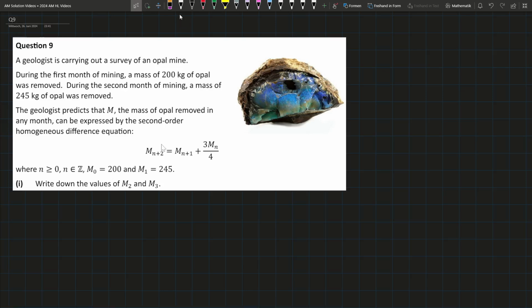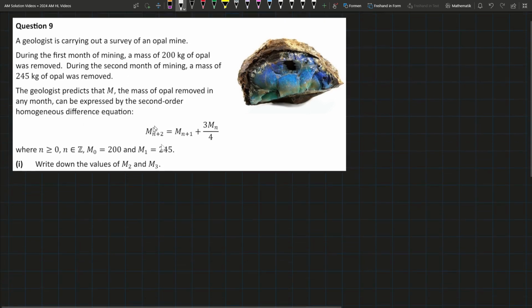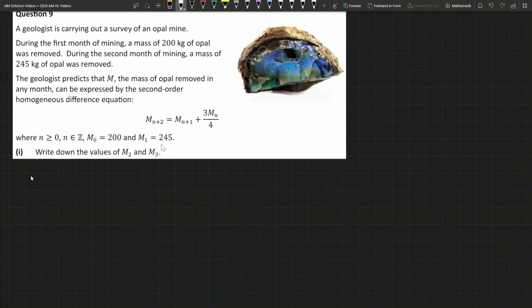Question 9 is just second order difference equations. So there's a mine. In the first month, they remove 200 kilograms. Second month, they remove 245 kilograms. They come up with this second order difference equation to do it, and they want us to write down the values of M2 and M3.